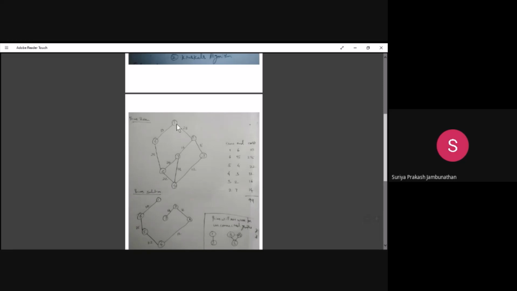So our connection is going like this. 1 to 6 was connected the first time. 6 to 5 we connected last, that is 25. 5 to 4 we connected before last, that is 22. Then 4 to 3 we connected the second time, that is 12. Then 3 to 2 we connected the fourth time, that is 16. The third time we connected 2 to 7, that is 14.